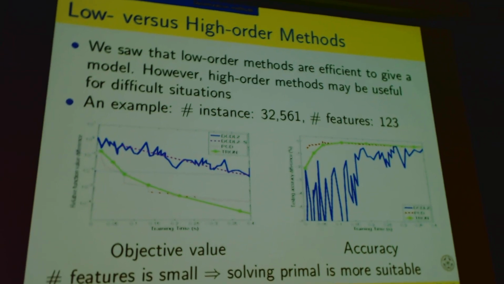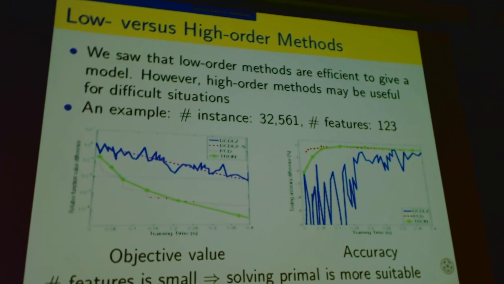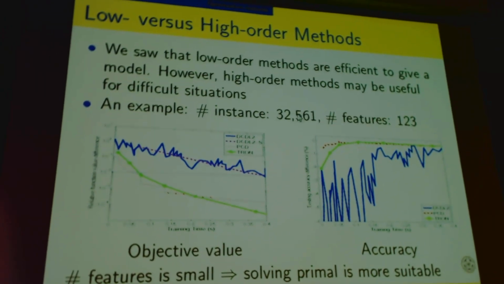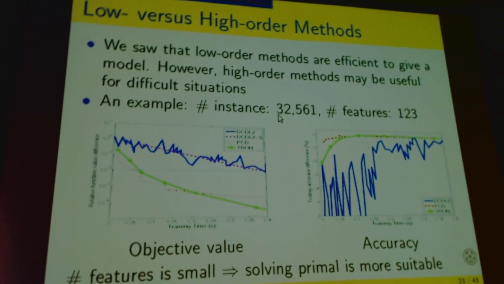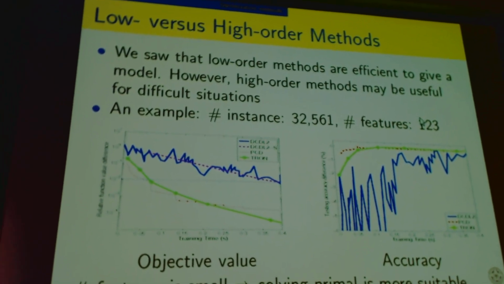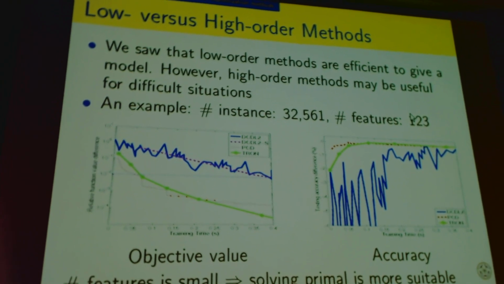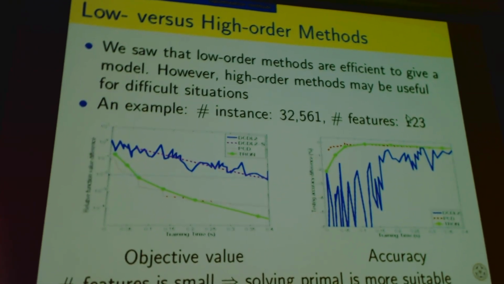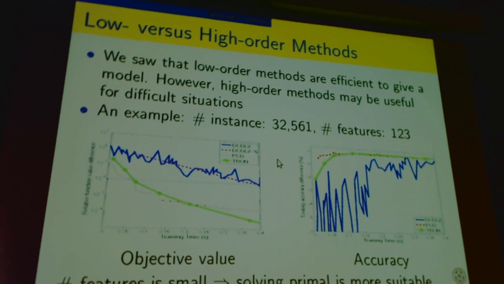However, we want to give another example. The results are the opposite. Here I have another data set. This one has about 32,000 training instances, but the number of features is only about 123. And again, we compare those 4 methods.